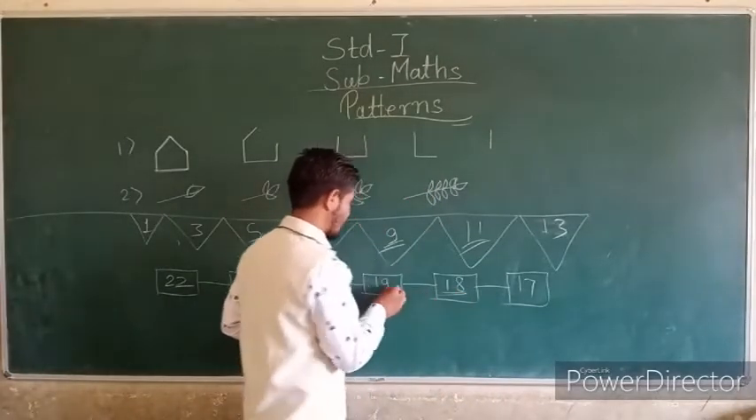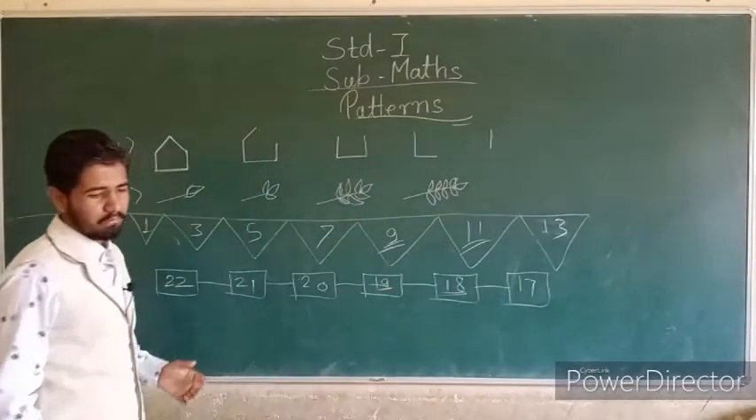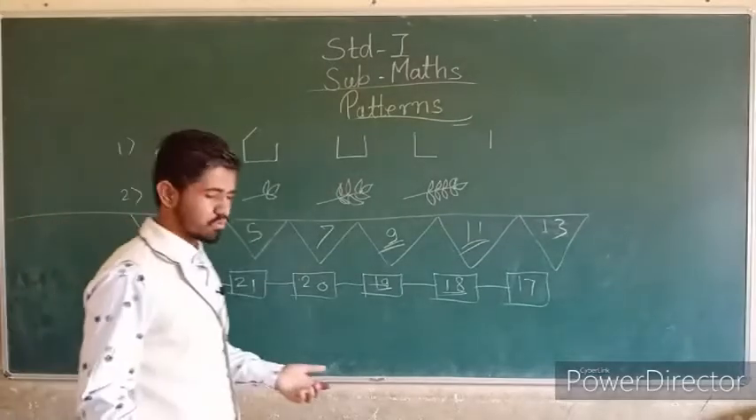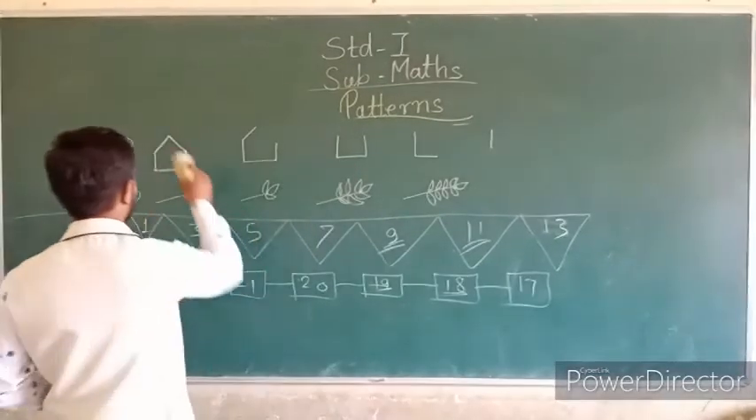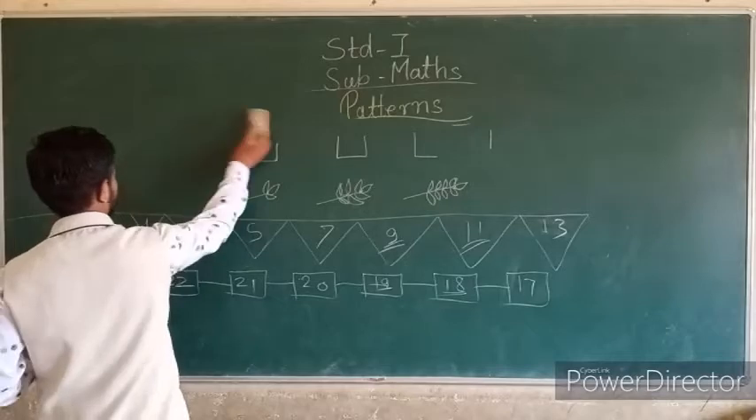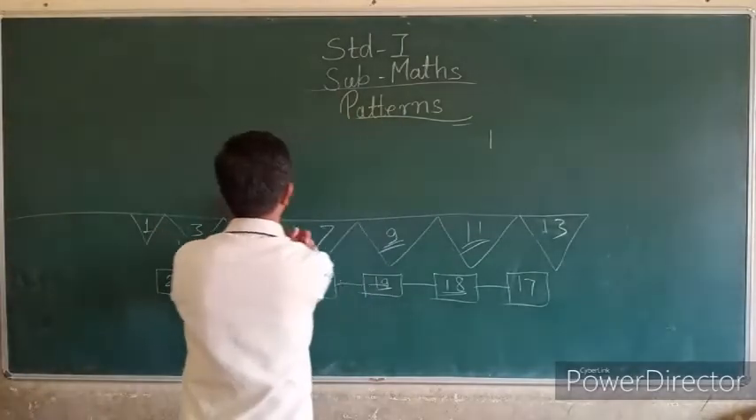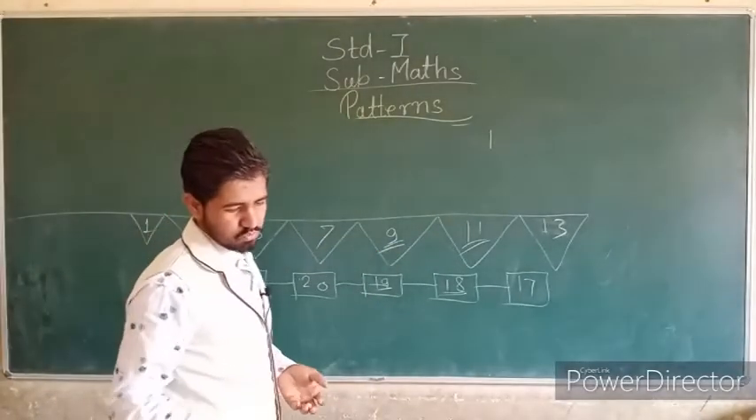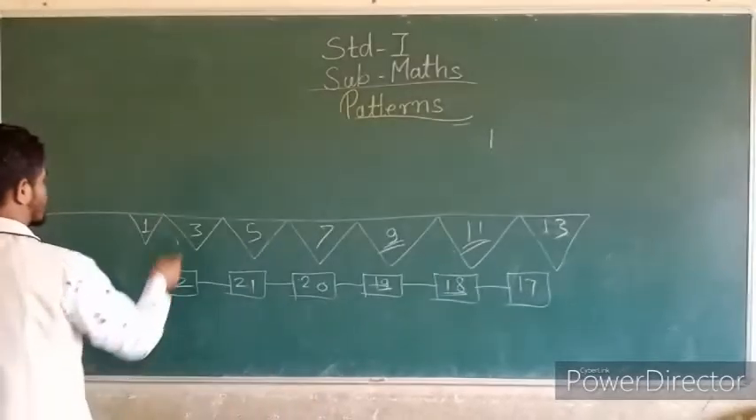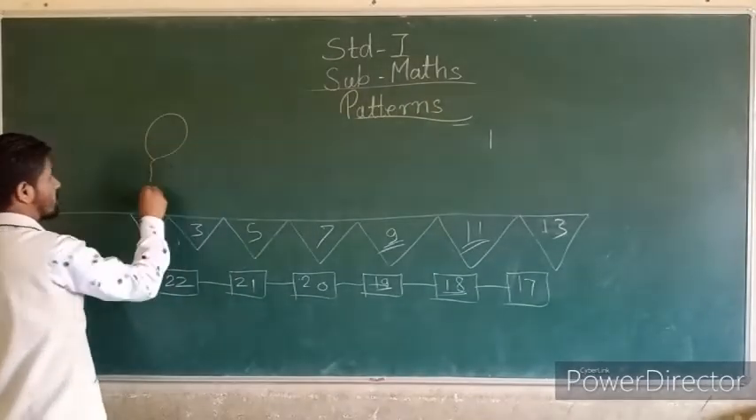So 18 and 19 are the missing numbers. Like that, next numbers we have to see here. So next numbers, which one? In that balloon there are some numbers.